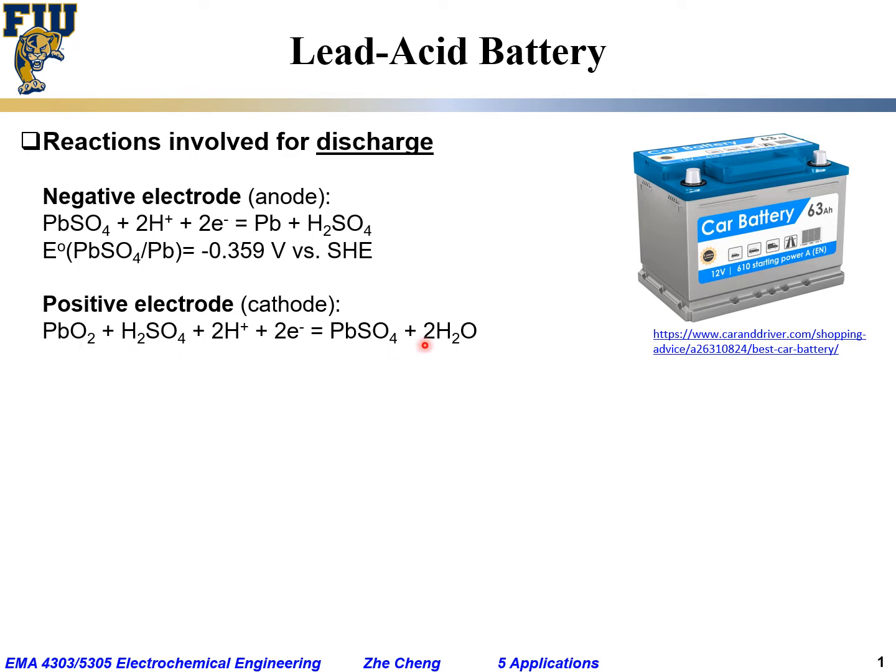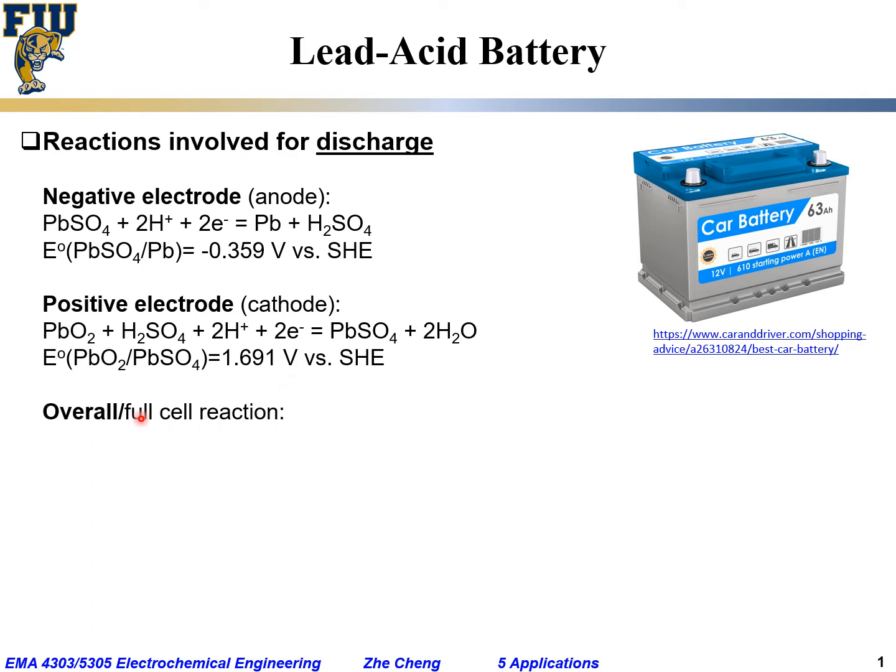And it is written as usual as a reduction reaction. The standard electrode potential again versus SHE, standard hydrogen electrode, for this lead oxide lead sulfate pair would be positive 1.691 volt, positive 1.691 volt.